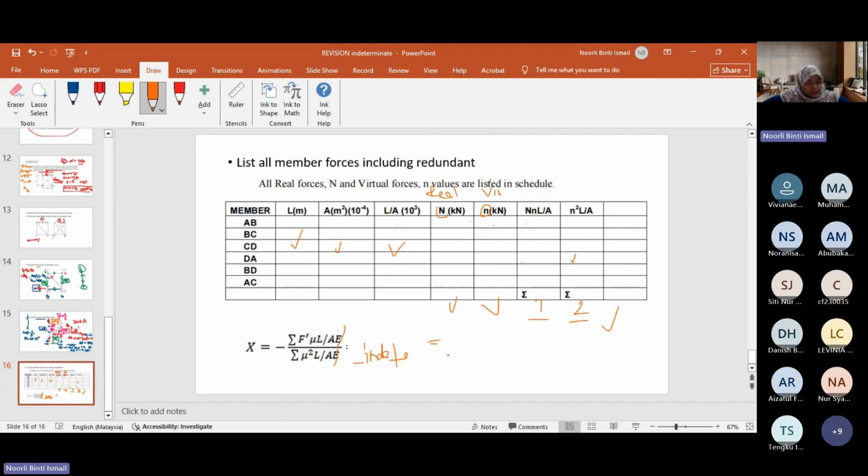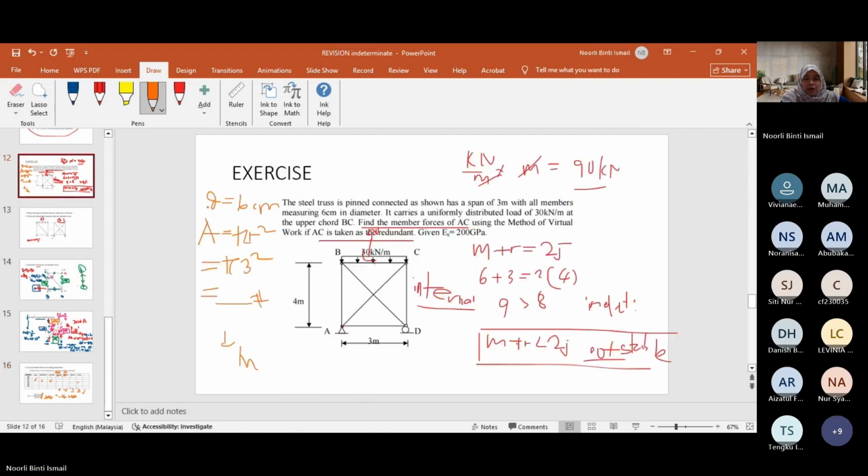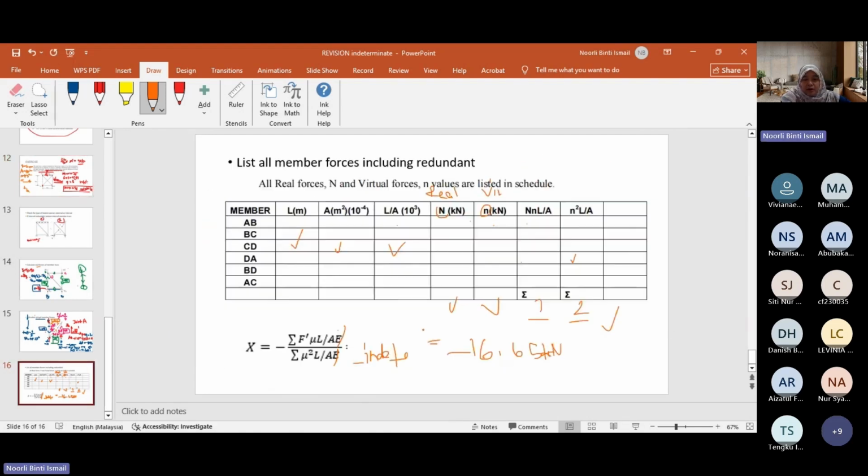You try doing this one, and we will get negative 16.65 kilonewton. So the question wants to find the member forces AC. So this is your member forces AC. This is it, negative 16.65.